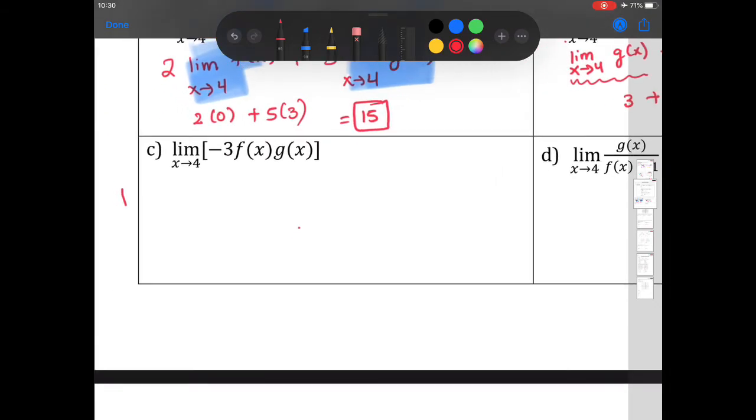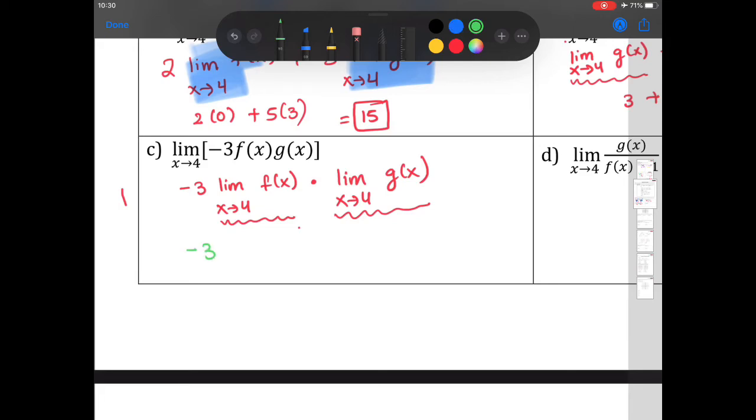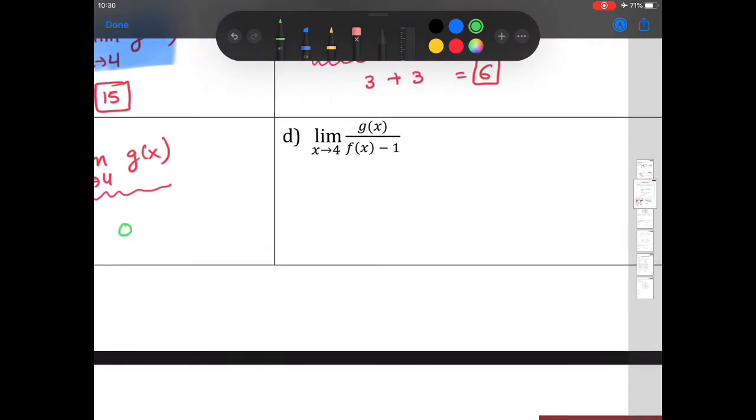Again, what can you do with the negative 3? You can bring it out. So I'm going to rewrite it as negative 3 limit as x approaches 4 of f of x times limit as x approaches 4 of g of x, right? Because I know these individually, I don't know them all together. So negative 3, I know the first one is just 0 times 3, 0 times anything is just 0.